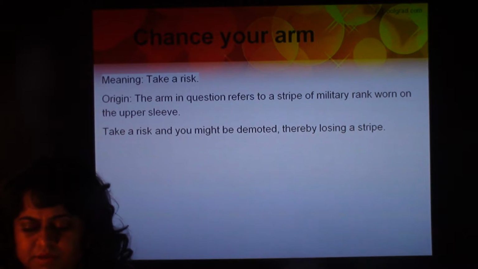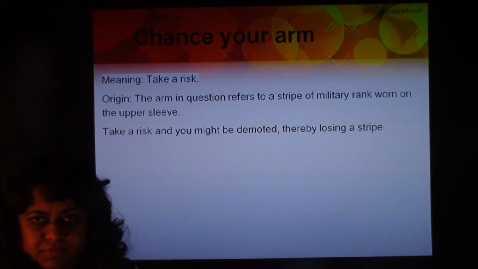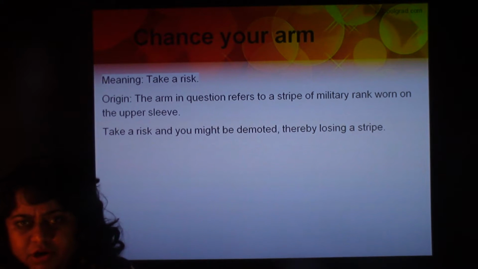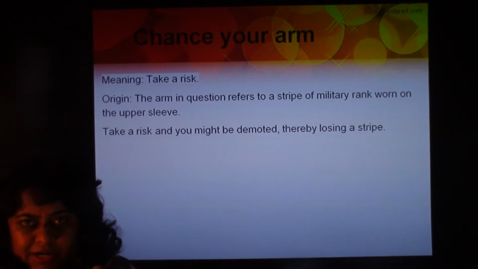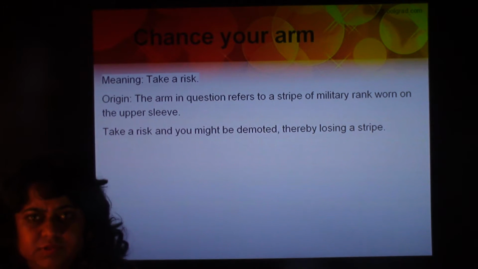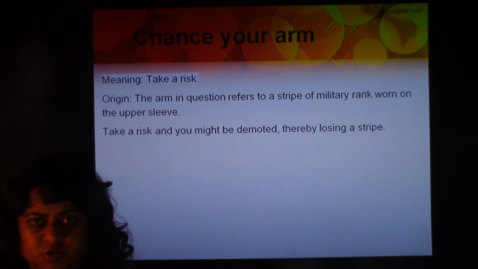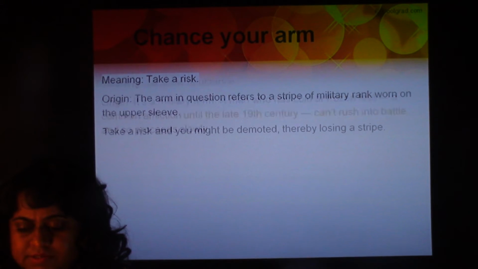Chance your arm means to take a risk. So the arm in question refers to a stripe of military rank worn on the upper sleeve. So in the military, for the military officials, they give you various kinds of stripes and badges which you wear on the arm. So if you take a risk, you might get demoted and you might lose a stripe. So that's what it means. To chance your arm means to take a risk. You risk losing a stripe.